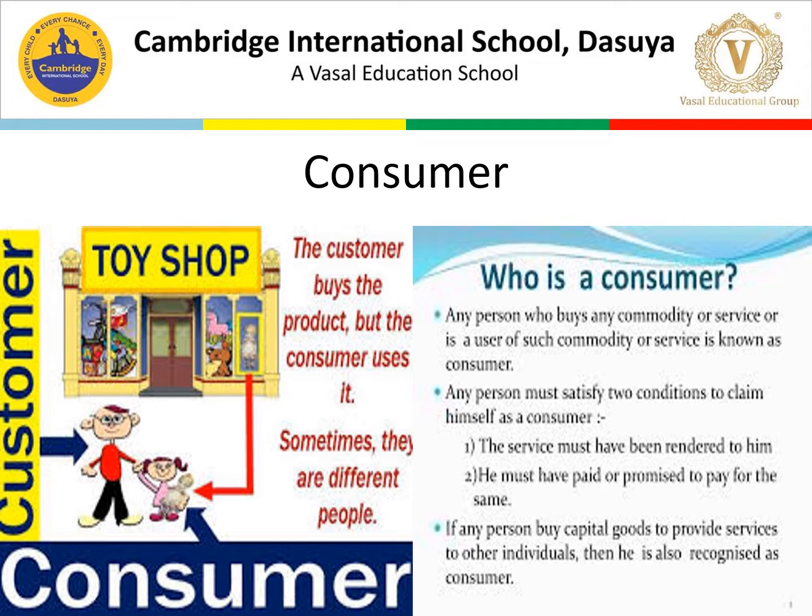Again, payment and the services, a give and take relationship should be there. If we are doing like that, and the person who is using the services feels satisfied while spending money and using those services, we call that person a consumer. Now the last thing is, if any person buys capital goods to provide services to other individuals, then he is also recognized as a consumer. Now, what are capital goods?